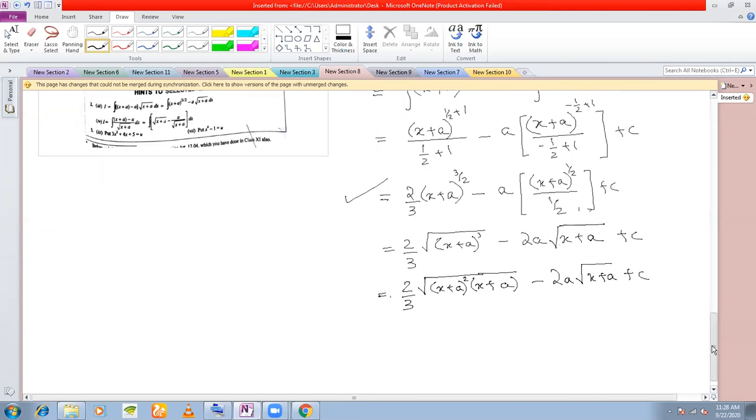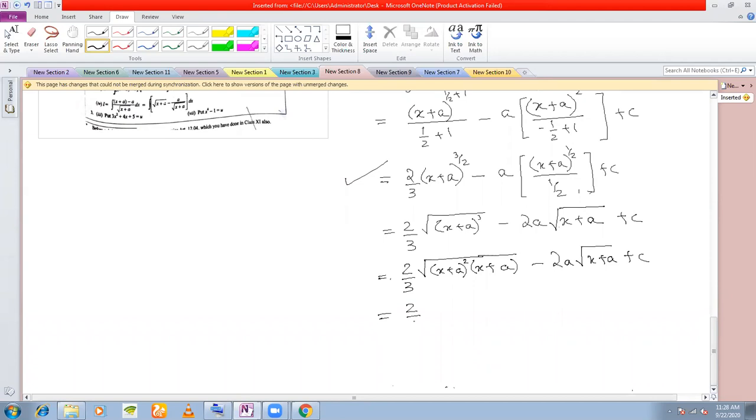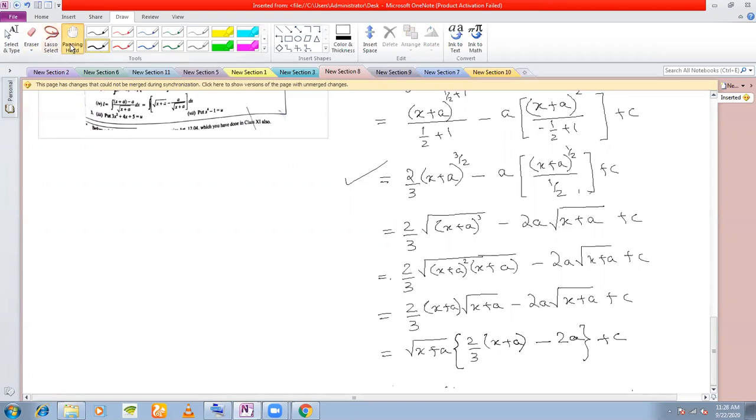Okay, no problem. So this is 2/3, root x plus a whole square is simply x plus a, times root x plus a, minus 2a root x plus a plus c. Now you can take root x plus a common. If you take root x plus a common, what do you get? You are simply left with 2/3 (x plus a) minus 2a, in a curly bracket, plus c. And you can also further simplify this.